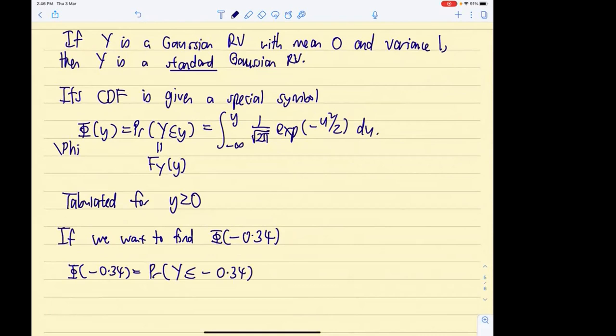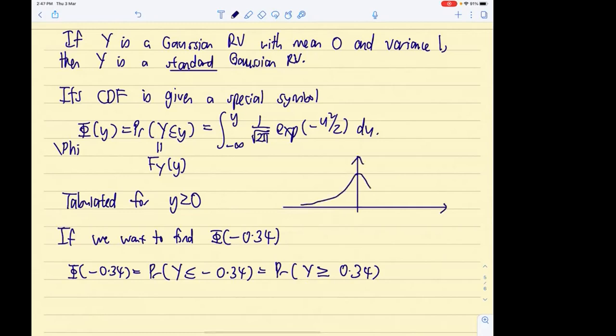But the standard Gaussian is symmetric about zero. So this is the same as the probability of y bigger than or equal to 0.34. All right, because you notice that here is the PDF of a Gaussian, symmetric around zero. And this is minus 0.34, and so you're accumulating the probability mass here. And then here, this is 0.34. The area that I highlighted in blue is the same as the area that I'm highlighting here in orange. And so these two are the same.